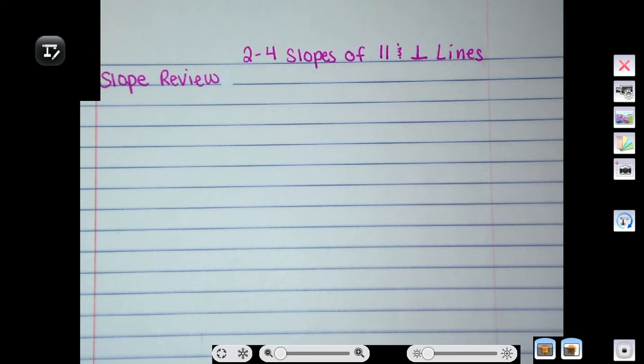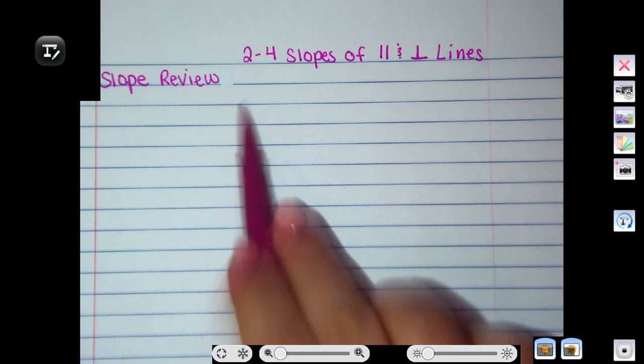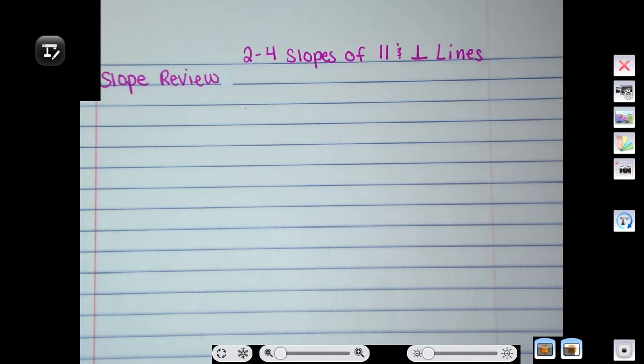For today's lesson, you're going to be learning about slopes of parallel and perpendicular lines, and this is lesson 2-4. So the first thing we need to do is a little bit of a slope review. You guys learned a lot about slope last year in Algebra 1.